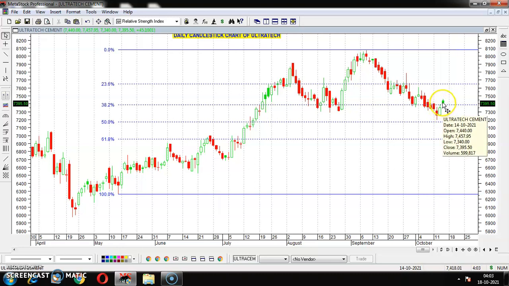You see this is the last candle formation, the last candle on 14th. It opened at 7,440 and closed at 7,390.50. So the open was higher and the close was lower. That's why it is treated as a negative candle, right? But the pattern of this candle is like this.